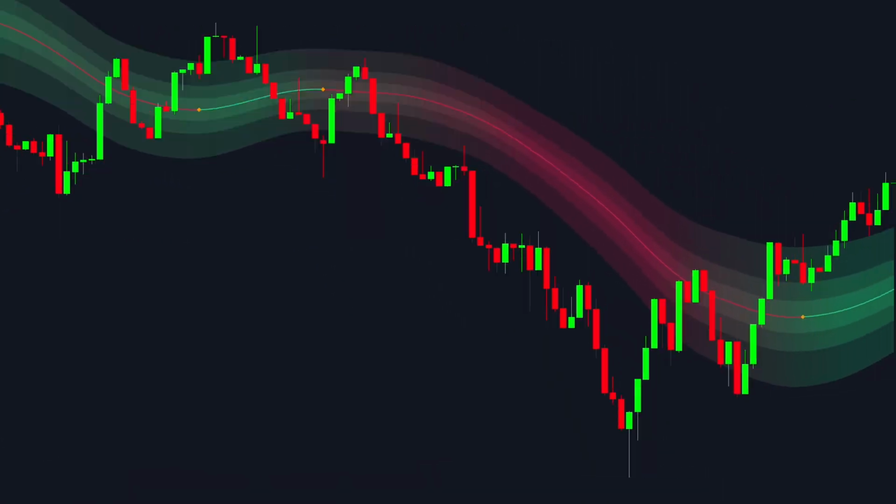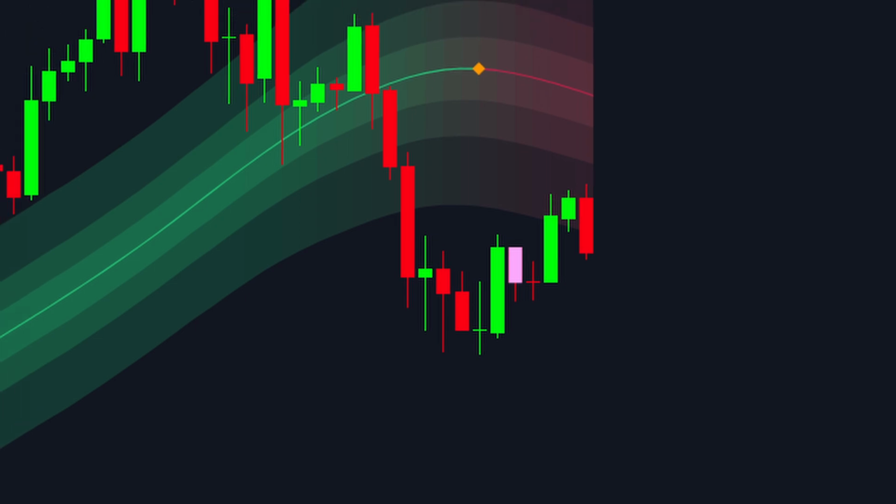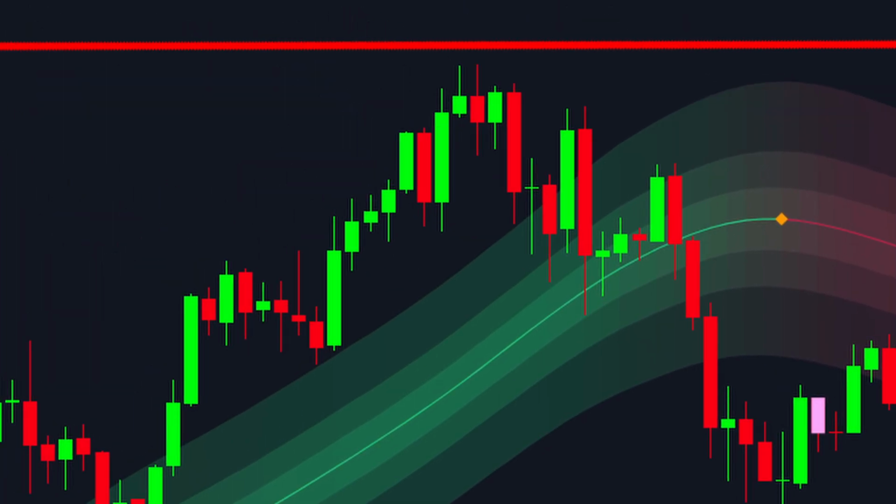Now, let's look at a real example. Here's the trade I took using this strategy. The cloud turned red before the price reversed. The trend line flipped from green to red, confirming the reversal. The orange marker appeared, locking in the signal. I entered right after the confirmation, placed my stop loss above the last high, and aimed for a 3-time risk to reward ratio. And look what happened.